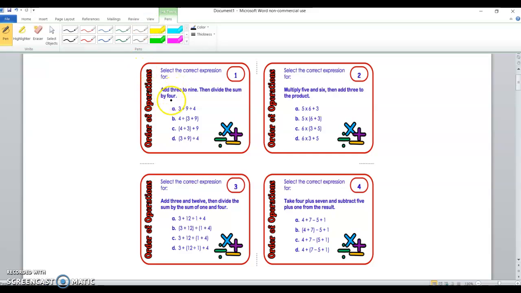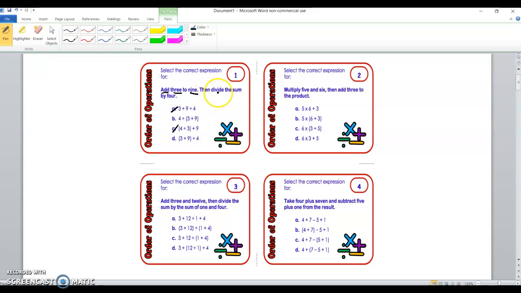So for the first one, we have add 3 to 9, then divide the sum by 4. With order of operations, usually division comes before addition, but they're telling us to add 3 to 9 first, then divide. In order to add before dividing, we need parentheses around our 3 and 9. So choices B and D have parentheses around 3 and 9, but A and C don't, so we can eliminate these.